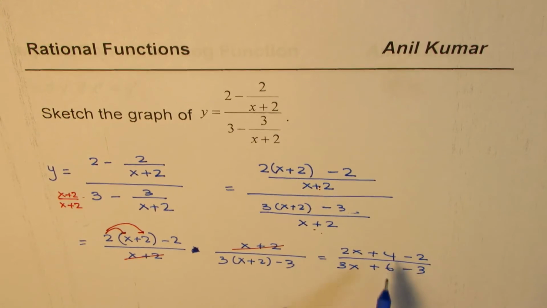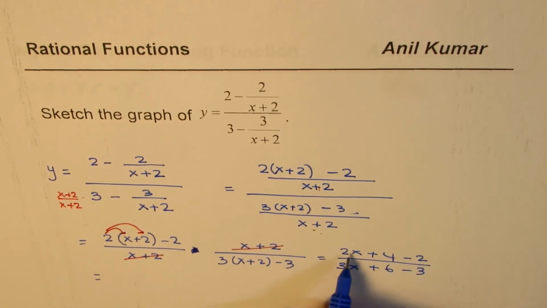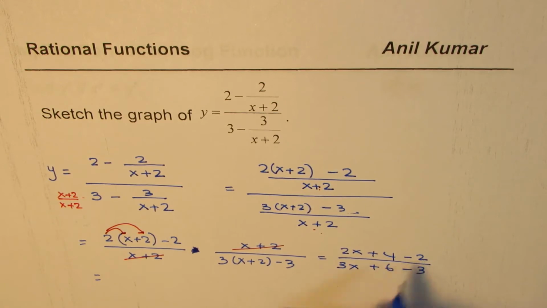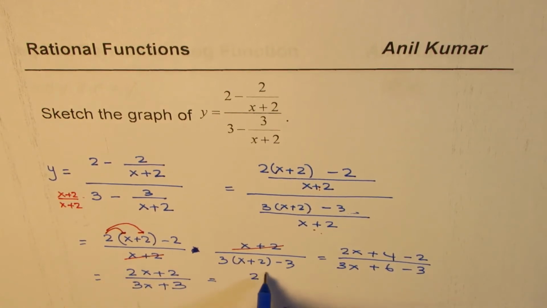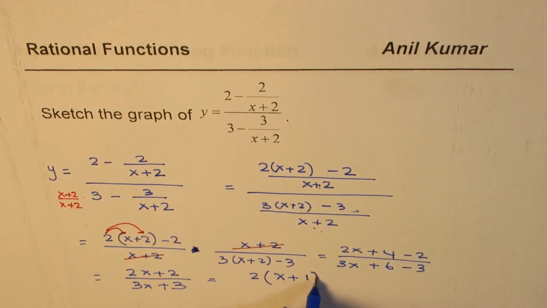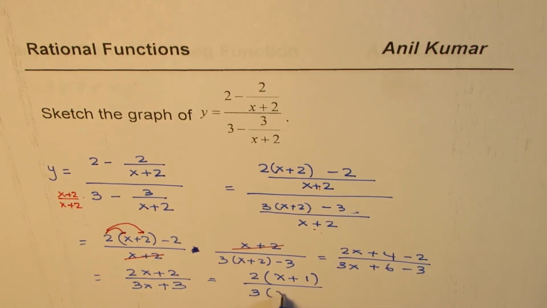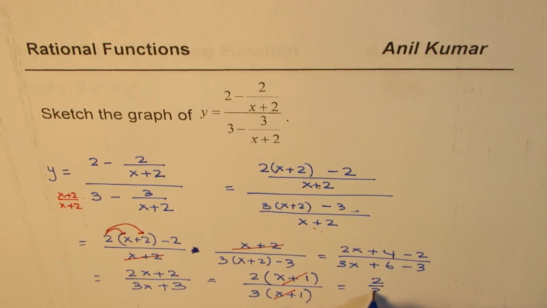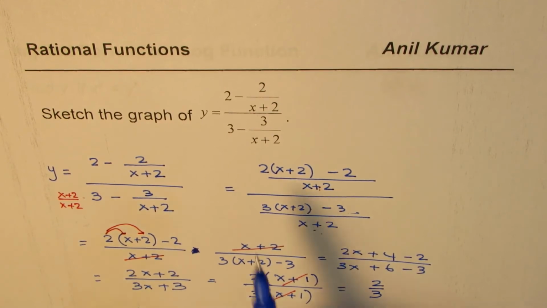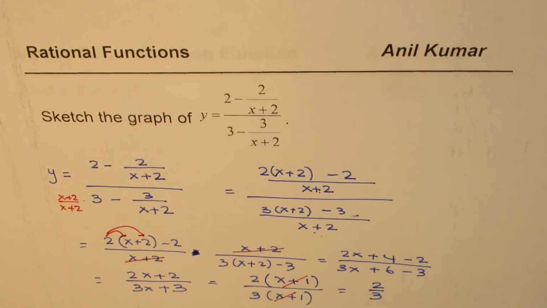Do you see that? Now these numbers can be simplified. So we get 2x plus 4 minus 2 is 2. So we get 2x plus 2 divided by 3x plus 6 minus 3, which is 3. You can take 2 as a common factor, left with x plus 1. Denominator, 3 is a common factor, left with x plus 1. And now, x plus 1 also gets cancelled. So what you get here is 2 over 3. So what we have done, we simplified this rational expression as 2 over 3.